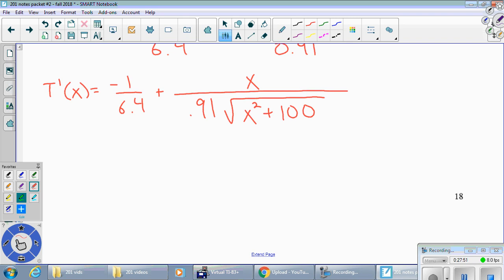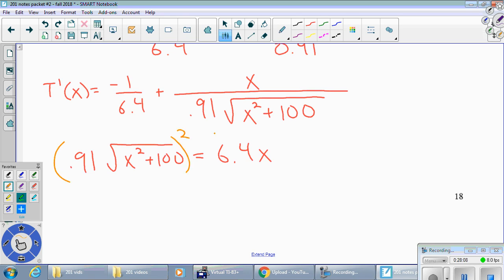So I'm going to skip a little bit of the algebra here and say what we're going to do is take 0.91 times the square root of x squared plus 100. That's going to equal 6.4x. Then we're going to square both sides. This is still 40.96 x squared. This is now x squared plus 100, so that 100 is going to make a difference.